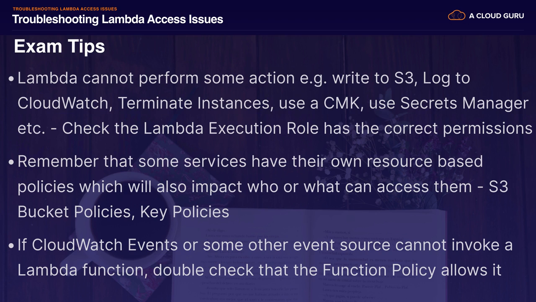And finally, if CloudWatch events or some other event source cannot invoke a Lambda function, then double check that the function policy allows it. And do remember the difference between the Lambda execution role and the function policy. So the execution role defines what the Lambda function can do, whereas the function policy defines which services can invoke the function. So that is the end of this lecture.